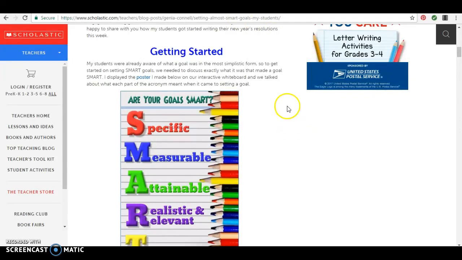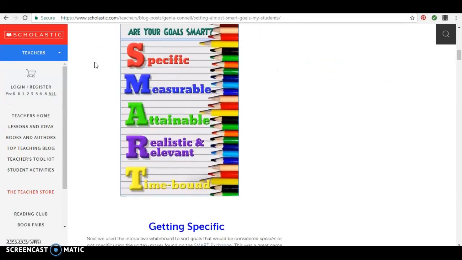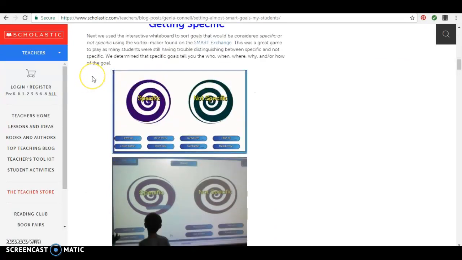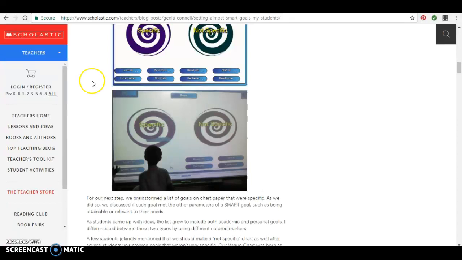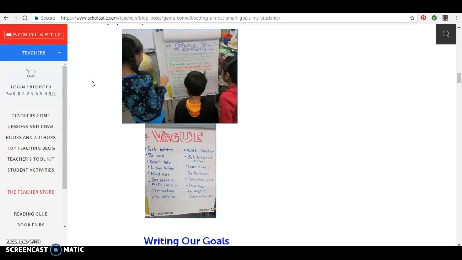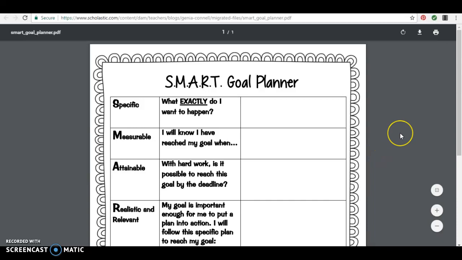First I looked at this on Scholastic, and it talks about what this teacher did specifically with SMART goals. First she showed the students this so that they knew what a SMART goal was, and then she adamantly talked about getting specific and what is a specific goal and what is not. And then they sorted their goals into specific or SMART goals or vague goals, so that they knew the differences. She then gave them sheets about SMART goal planning.